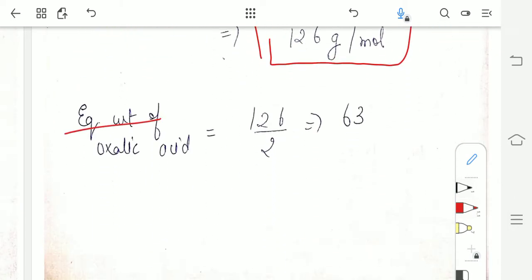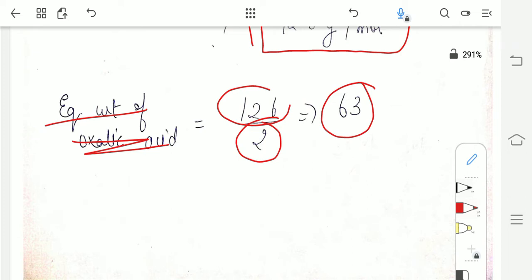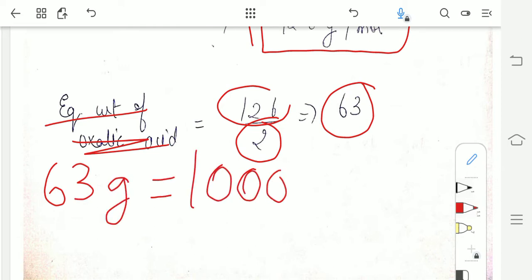The equivalent weight of oxalic acid is 126 upon its n factor, which is 2. It will be 63. Okay, so it means this is the equivalent weight of our sample, which is oxalic acid, which means that when we dissolve 63 grams of oxalic acid in 1000 ml of distilled water, the solution which we will get will have strength 1 normal, because 63 is the equivalent weight of our sample.